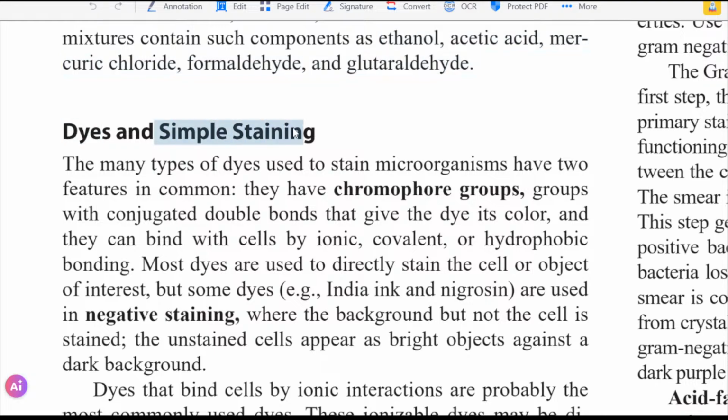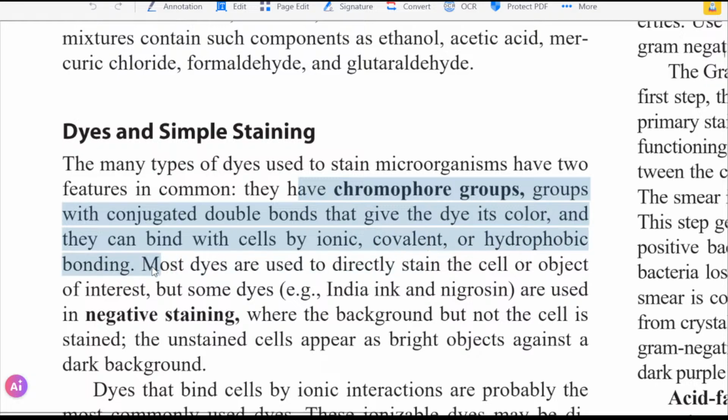Like, you don't want to differentiate them, you don't want to classify them, you just want to see the structure, right? That is, I think, simple staining. So, the many types of dyes used to stain microorganisms have two features in common. They have chromophore groups with conjugated double bonds that give the dye its color, and they can bind with the cells by ionic, covalent, and hydrophobic bonding.